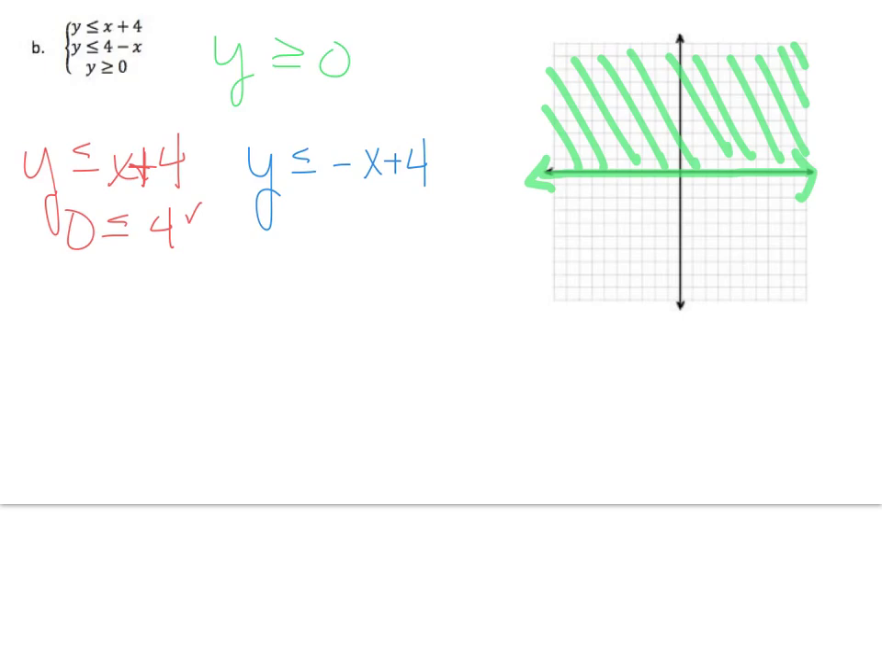The blue line next. Y-intercept's 4. 1, 2, 3, 4. My slope is -1. It's a solid line. This time I paid attention. And if I test the origin, is 0 less than or equal to 4? Yes. So I want that to be part of the solution.